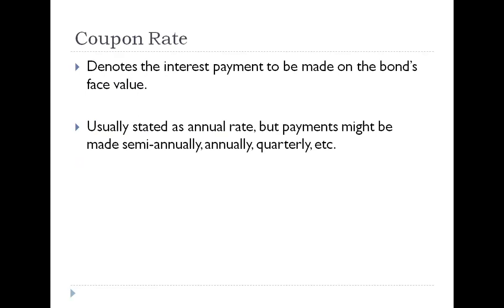Most bonds, although not all, come with something called a coupon rate. The coupon rate basically tells you what percent of the face value you're going to receive every year as an interest payment. Usually, the coupon rate is expressed in annual terms, but payments are actually made semi-annually very commonly. They might be made annually or quarterly, etc.